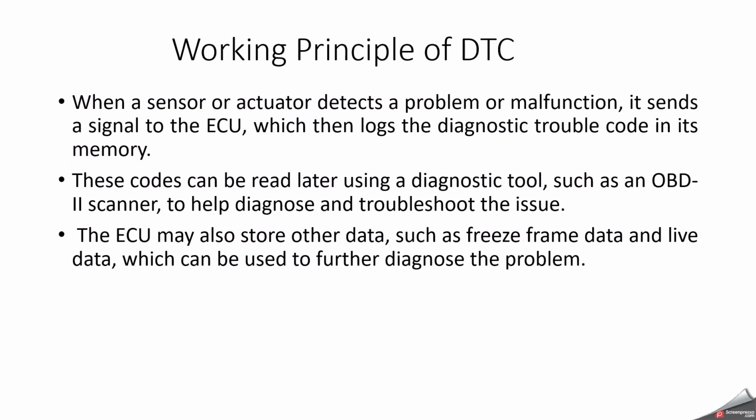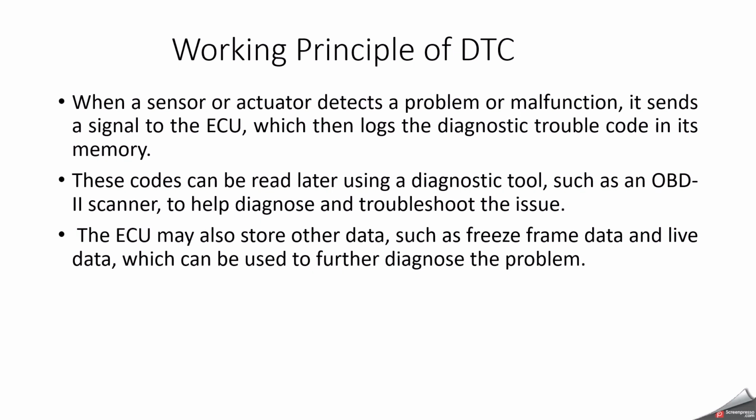What is the working principle of DTC? How does DTC work? You can imagine a situation inside your vehicle. Whenever a sensor or actuator detects a problem, for example the sensor reaches above the threshold value or some malfunction is happening, it immediately sends a signal to the ECU, which then logs the diagnostic trouble code. Meaning, whenever the signal is sent, the diagnostic trouble code automatically gets stored inside the memory. So here DEM needs the support of NVM. This can be read later when you take the vehicle to the garage. They can read it by using a diagnostic tool. Then they will come to know what kind of fault it is and how to solve it.